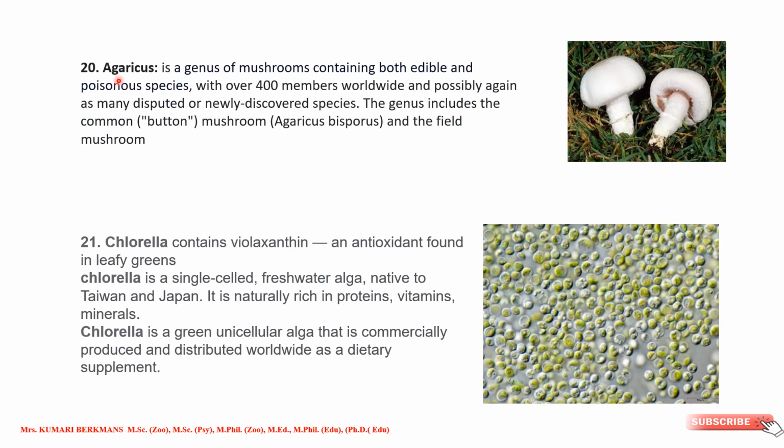Now next one. Next one is Agaricus. What is Agaricus? Agaricus is a mushroom. What we call button mushroom, that is Agaricus. Some are edible and some are poisonous, so we have to be very careful while picking and eating.